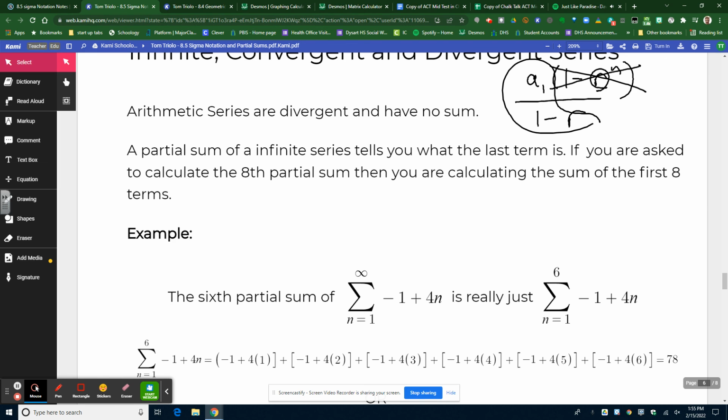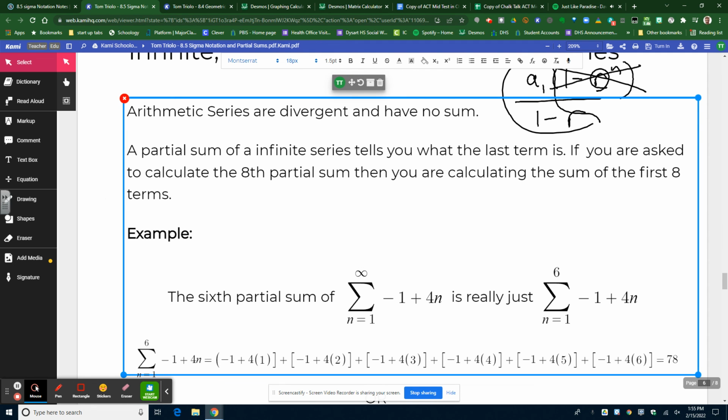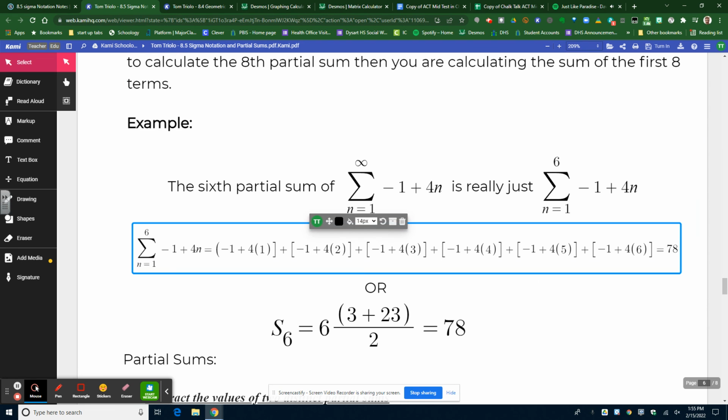Say that one more time. Every sum that we've looked at is really a partial sum of an infinite series because we could go to infinity, but we don't normally. So the 6th partial sum, and you're going to see this phrase from time to time, of this infinite series starts with my first one and ends with my 6th one. Okay? There's my first term, second, third, fourth, 5th, 6th, and we add them all up to 78.